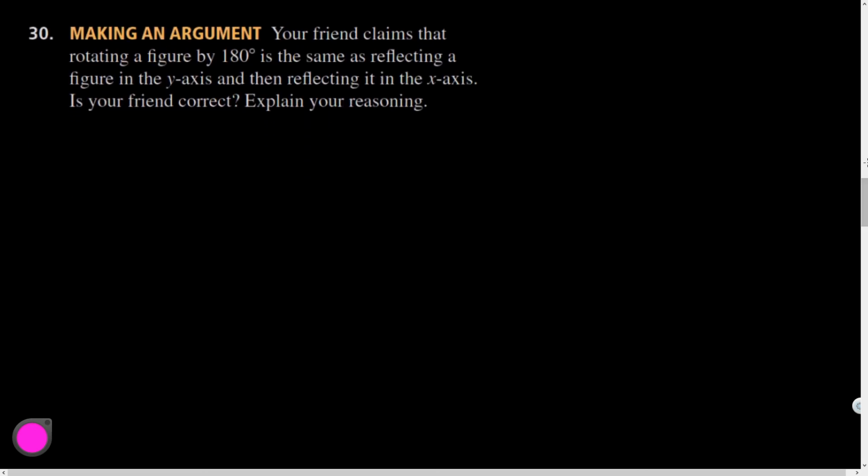Your friend claims that rotating a figure by 180 degrees is the same as reflecting the figure in the y-axis and then reflecting it in the x-axis. Is your friend correct? Yes? I'm being told yes.